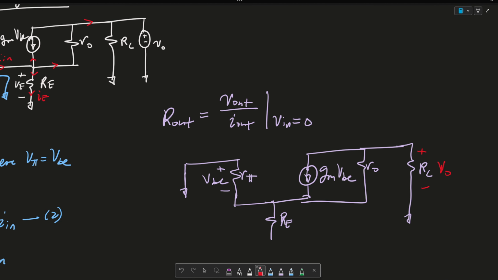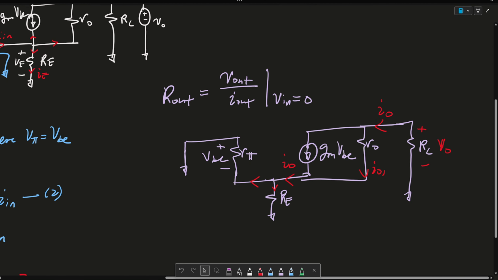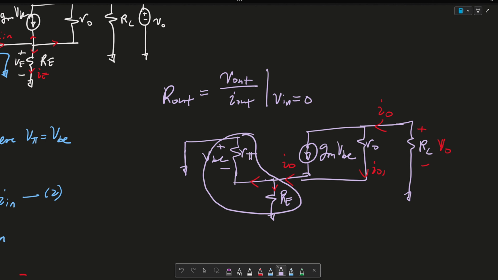Now if we go ahead and label our input current, this is IO, this is IO1, and then the input current IO comes out to here, but then it gets split again here. But here is a resistance, or two resistances in parallel. So if I can draw this in a different color, imagine this is R pi.